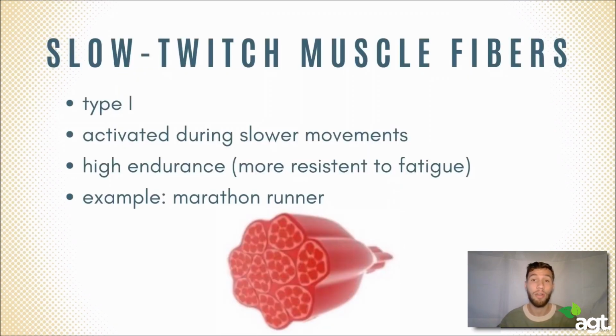First, let's look at the slow twitch muscle fibers. They're known as the type 1 muscle fibers and are activated during slower movements. The slow twitch muscle fibers have very high endurance, which means they're more resistant to fatigue. One example here would be a marathon runner or any other sport that goes for a very long time and is not too explosive, not too fast, more slower movements over a long period of time.